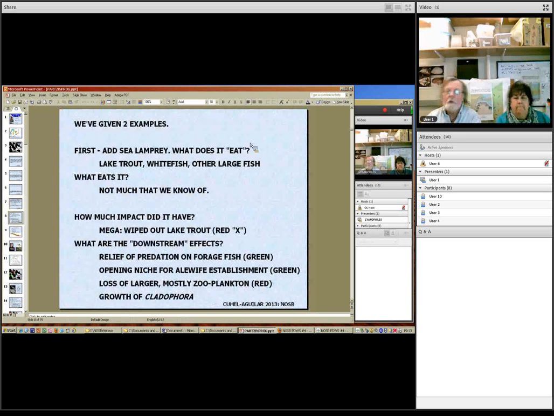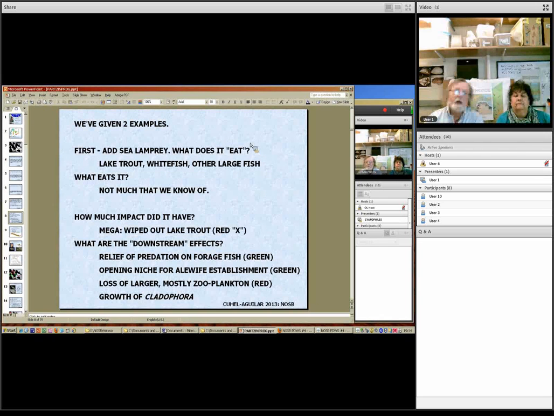So we're going to do two examples. In our paper, we addressed four major, what we'll call game-changing, invaders. The first of them was the sea lamprey. What does it eat? And eat is in quotation marks for the lamprey, because it doesn't really eat the fish. It just grabs onto them and sucks the life juices out of them. It uses lake trout, whitefish, and other large fish as its host. And what eats it? Nothing. There's hardly anything that we know of that actually eats sea lampreys, so they have no predators.